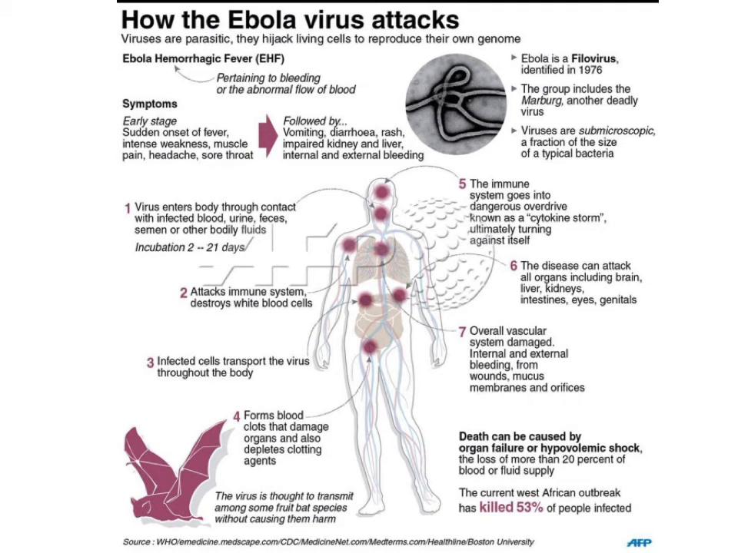The disease can attack any organ in the body, including the brain, the liver, the eyes, the genitals, the intestines. The vascular system is severely damaged. You get internal and external bleeding from wounds, mucous membranes, and orifices. And then eventually death can be caused by organ failure or by the patient going into shock from the loss of fluid or blood supply.